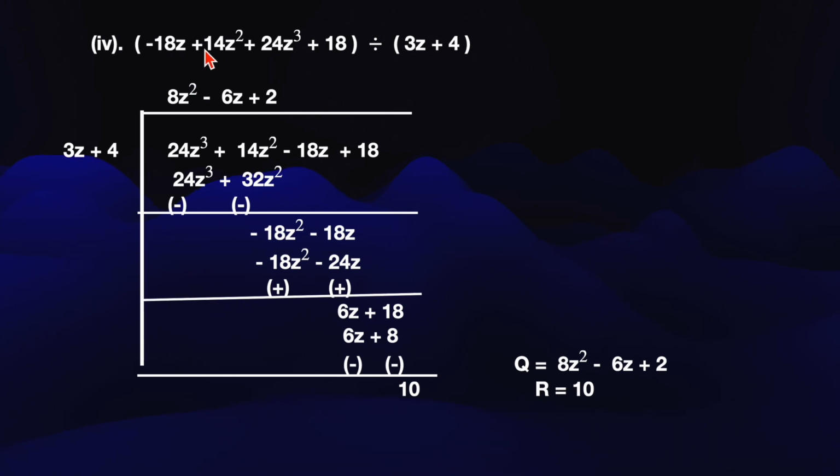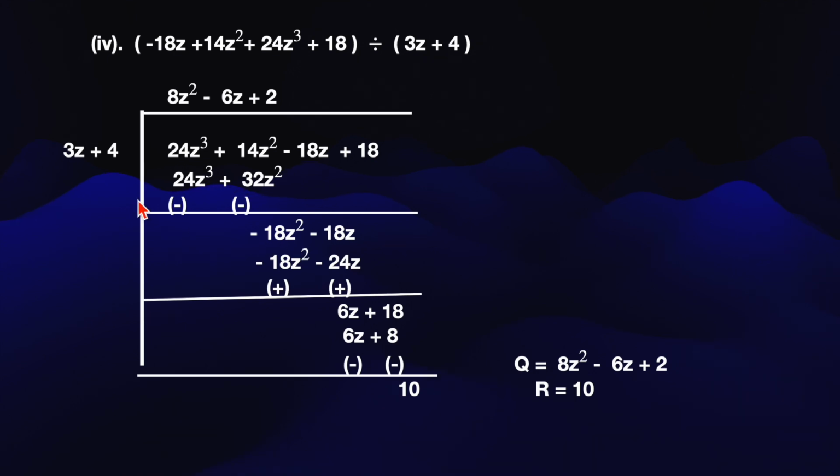Okay, here we first write it in standard form. Write down 24z cube plus 14z square minus 18z plus 18 and the divisor 3z plus 4. Okay, so 24z cube divided by 3z is 8z square. So 8z square multiplied by this divisor is 24z cube plus 32z square. So here plus will become minus and plus will become minus. So this, when we add, will cancel out. 14z square minus 32z square is minus 18z square. Bring down the next term.